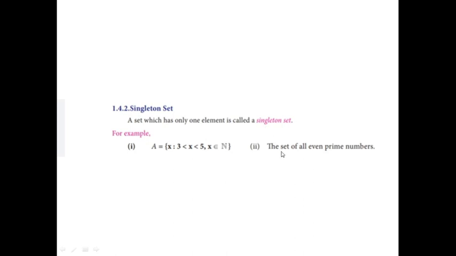The next example is the set of all even prime numbers. Which is the even prime number? The only even prime number is 2. Therefore the set will have only one element, which is 2. Therefore it is an example for a singleton set. Can you all understand? If a set has only one element in it, it is said to be the singleton set.